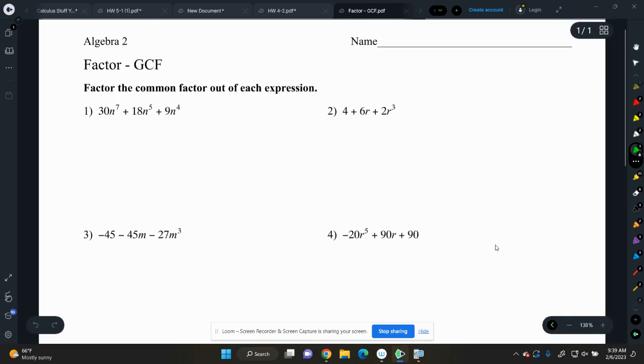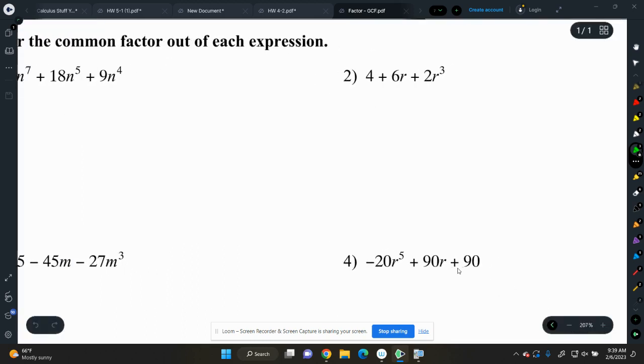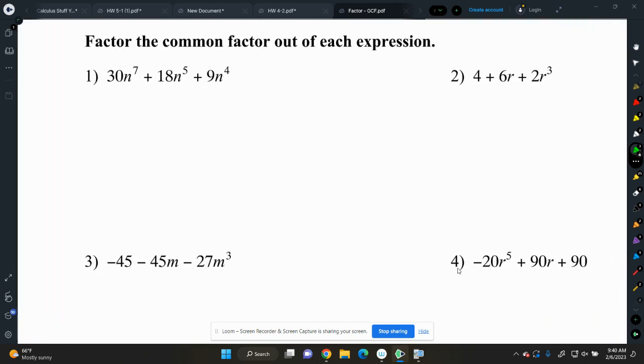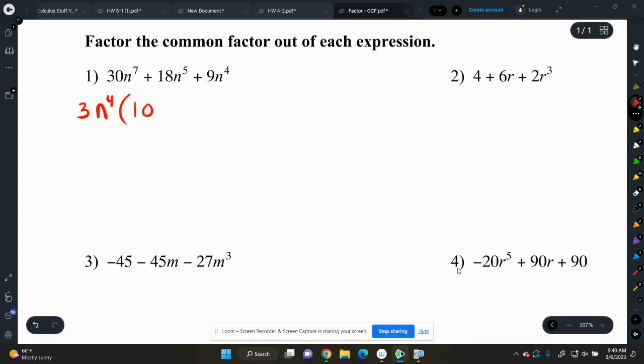Okay, so looking at the first thing, right away we see that they all have n's. So I know I can take some n's out. How many n's can I take out? 4, yeah. Okay, we're going to take out 4 of them. So we're going to take n to the 4th out. Now I'm looking at the numbers. What's the biggest number that goes into 30, 18, and 9? 3. Okay. So when I take 3 out of 30, I'm left with 10. And if I take n to the 4th out of n to the 7th, I'm left with n to the 3rd. Right? I'm taking 4 n's away from the 7 n's. That leaves me with 3 of them.